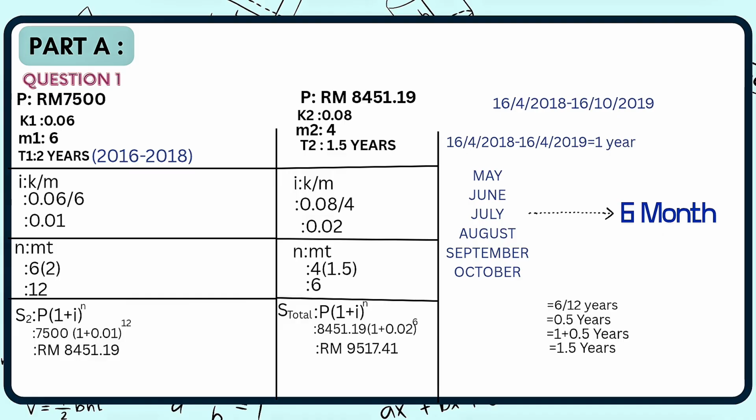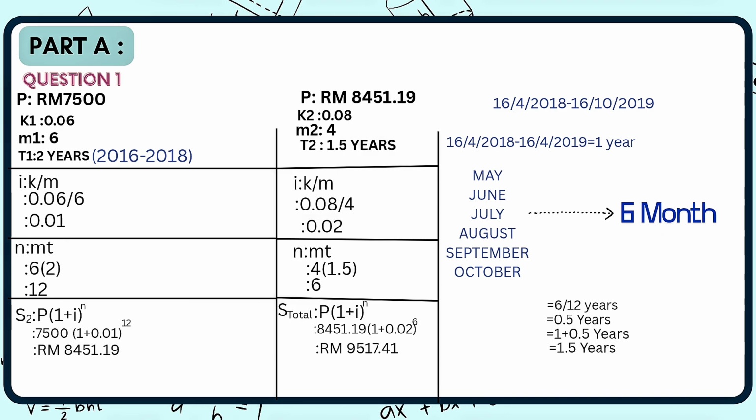The interest rate K2 is 0.08 per year. The compounding frequency M2 is 4 times per year. The time period T2 is 1.5 years. First, we calculate the periodic interest rate I equals K2 over M2. So 0.08 over 4, so the answer is 0.02. Next, we calculate the number of compounding periods. So N equals M2 multiplied T2. So 4 multiplied 1.5, so we get 6.